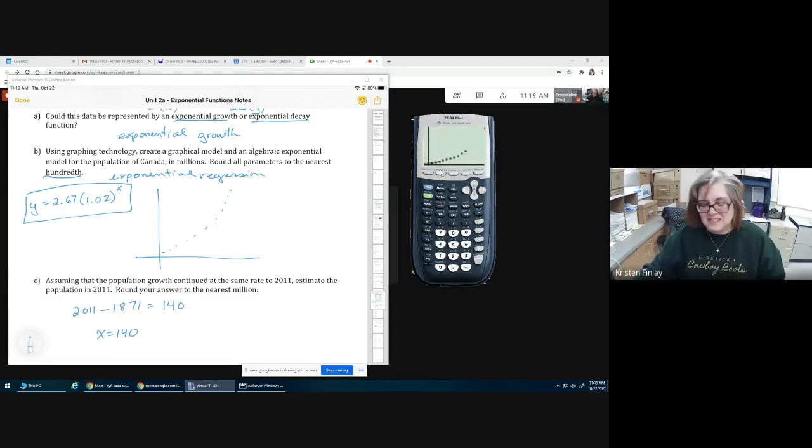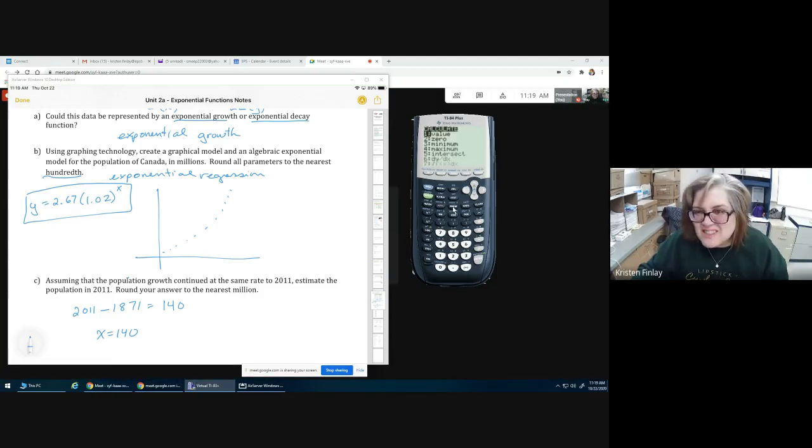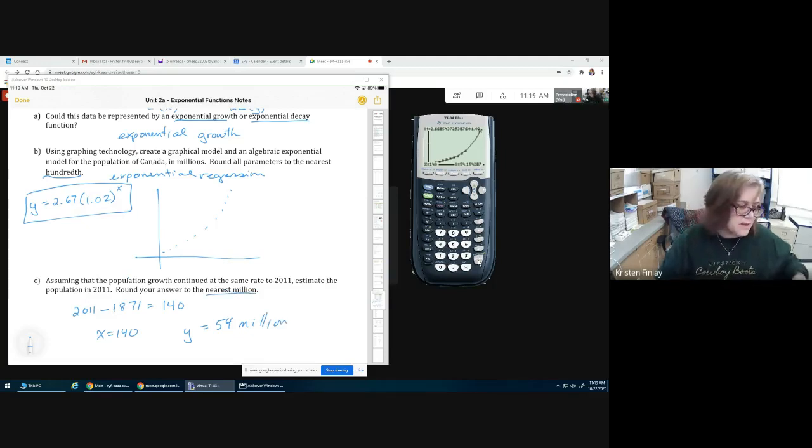I'm going to get a continuation of the line, and I'm looking for x equals 140. So all I have to do is go second function trace, 140. So when x equals 140, y equals 54. It's 54.1, but this would be 54 million, right? It says to the nearest million. So pretty handy there, using that exponential equation to solve that.